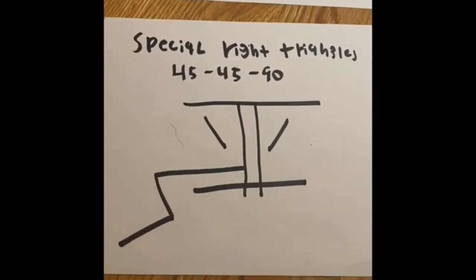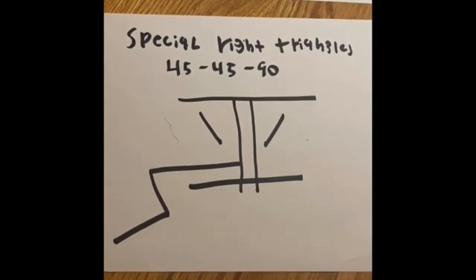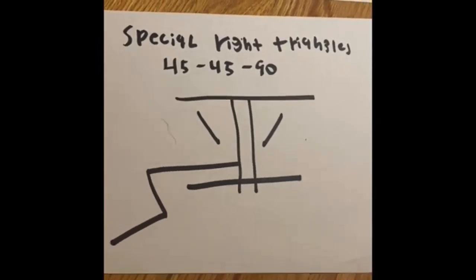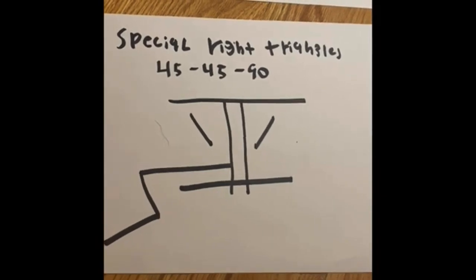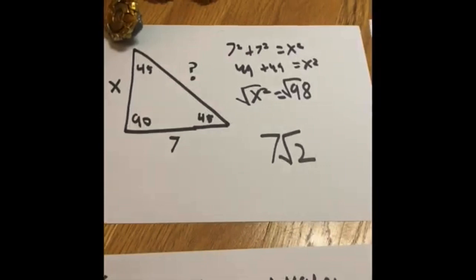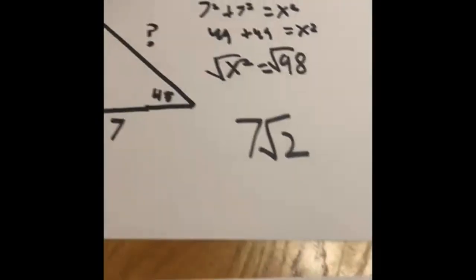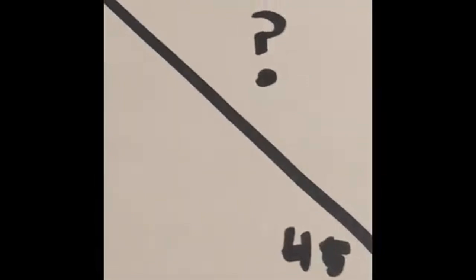And we are going to prove why the 45-45-90 triangle method works. This is one of the two special right triangles that we're going to prove in this video. So in the last videos, we've been learning that the answer for the hypotenuse is going to have a radical 2 in it, like 7 radical 2, right here for this question mark.